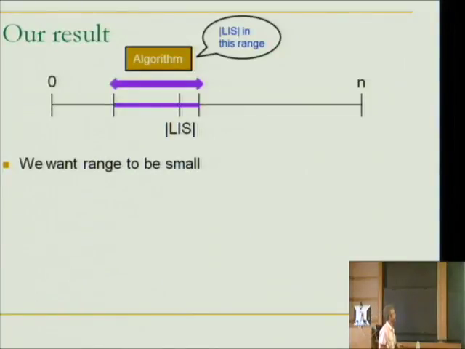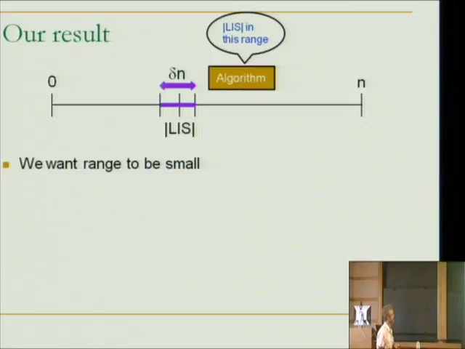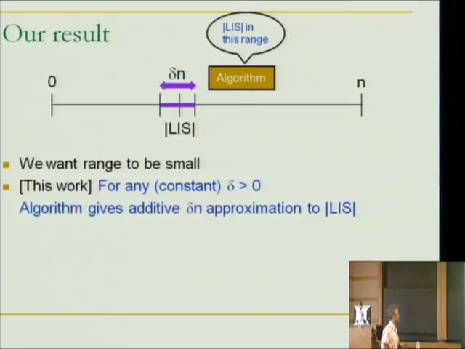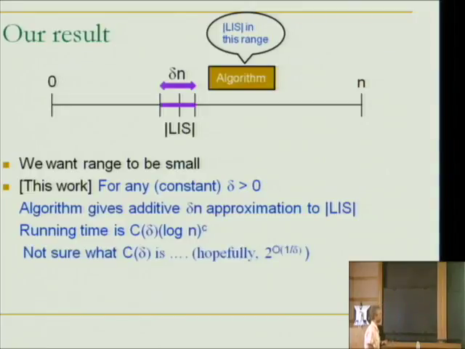Our result is that we want the range to be small, some delta n, and for any constant delta, we'll give an algorithm that gives an additive delta n approximation to the LIS. The running time is polylog n to the C of delta, and that C of delta is unpleasant. We're not exactly sure what it is, because optimizing that parameter turns out to be harder than we expected. We think it might lead to exponential in 1 over delta. It may be more like 1 over delta squared, or 2 to the 1 over delta squared, or something like that.